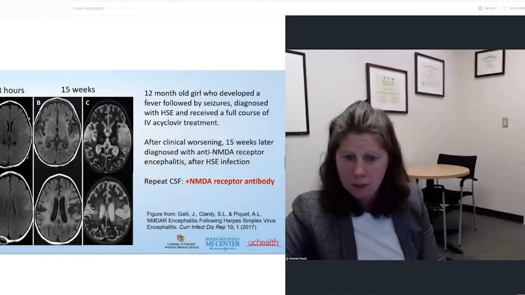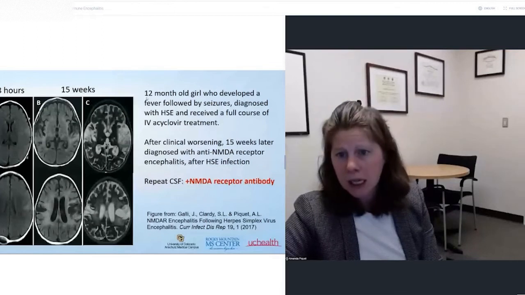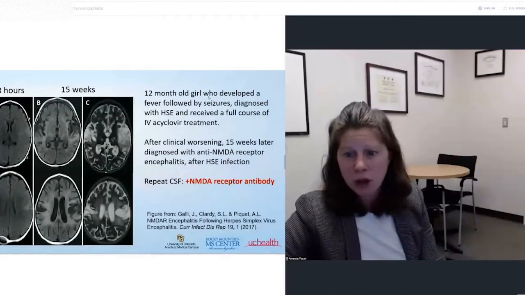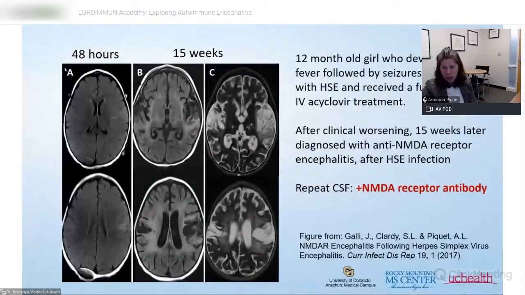This is her imaging. Panel A shows the initial brain MRI at 48 hours. You can see here, this is 48 hours after her fevers and seizures and first presentation. There are T2 hyperintensities involving the perirolandic regions, a little more prominent on the left compared to the right. Panel B shows our FLAIR MRI.